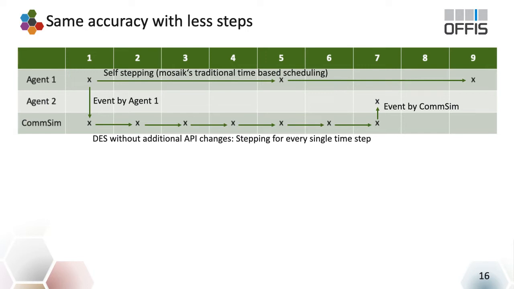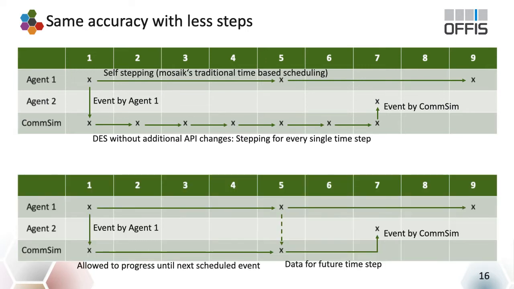And then with this additional API change of this Max Advance, we really can benefit, or we really can improve the performance. So the same example here at the bottom of this slide: again, agent one has a message at time step one for agent two. It triggers the communication simulator, but now Mosaic reports this Max Advance. And with this Max Advance, the time is reported as long as there will be nothing else in Mosaic that might affect these simulators. So it really specifies that communication simulator, you can carry on with your simulation because you will not receive something new in the next steps. You can just carry on until a time step where something is going on in Mosaic.